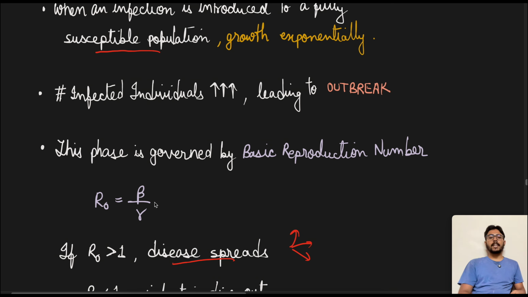So you can say that beta is higher and gamma is lower, which kind of makes sense because beta is the transmission rate and gamma is basically the recovery rate. So it gives us a sense that the disease is going to spread in the future and more number of individuals will become infected.